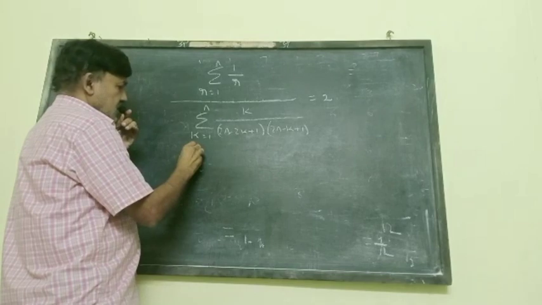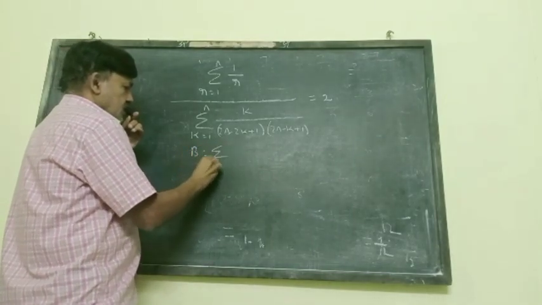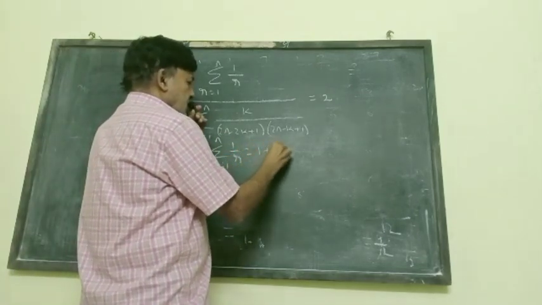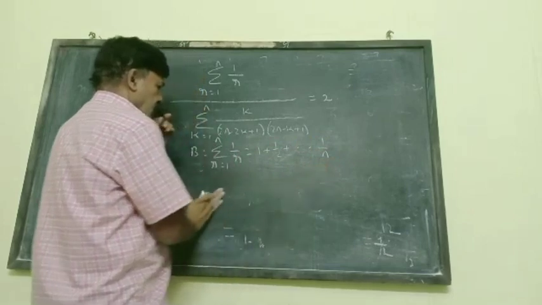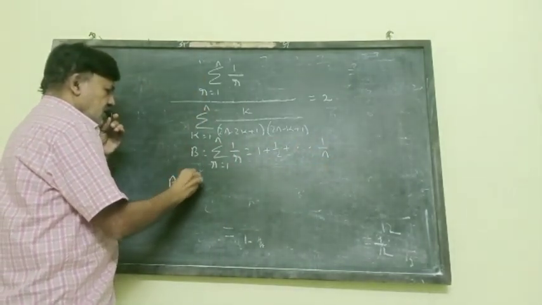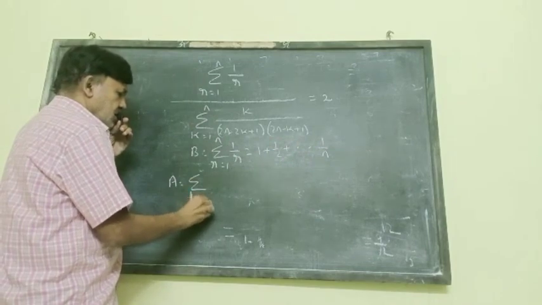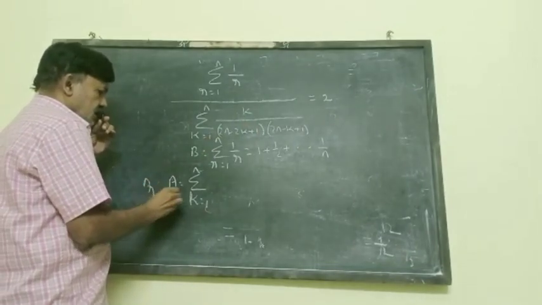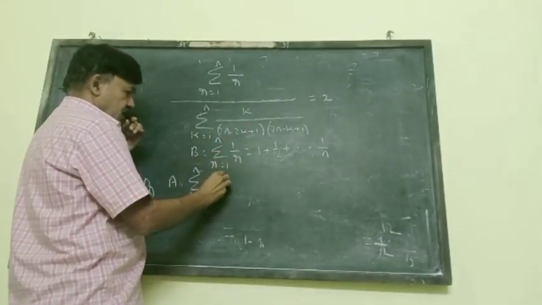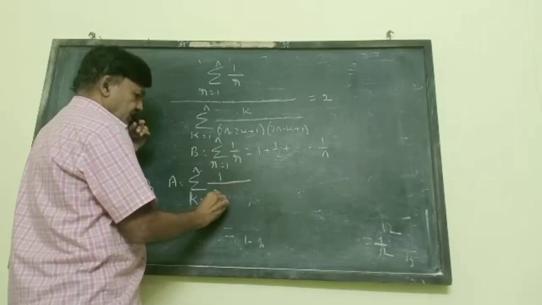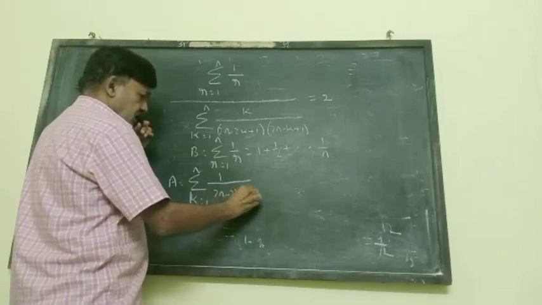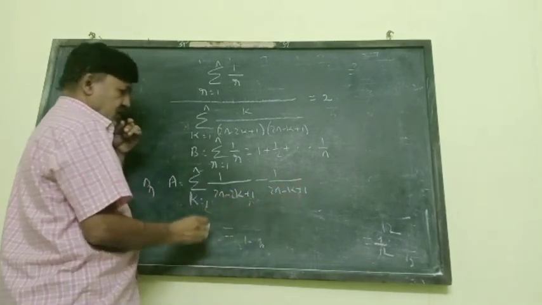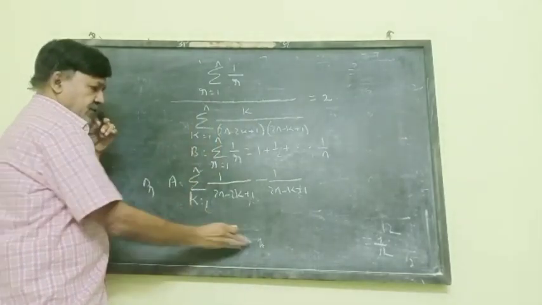You call B equal to sigma r equals 1 to n of 1 by r, so you will get 1 plus 1 by 2 up to 1 by n. A is equal to sigma k equals 1 to n, and this is your denominator. So you can dissolve into partial fractions: 1 by (2n minus 2k plus 1) minus 1 by (2n minus k plus 1), like this. This minus this is this much.